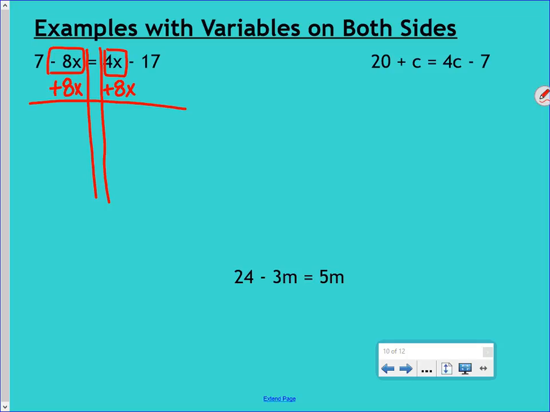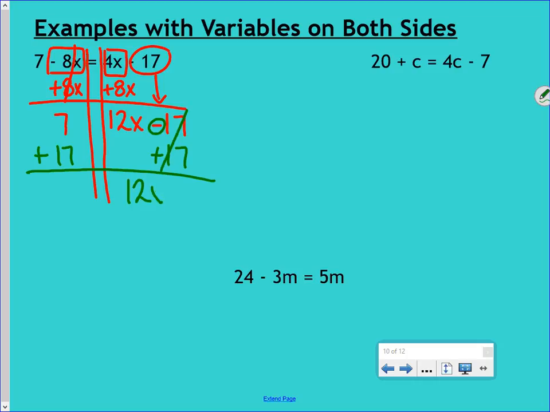Negative 8x plus 8x is 0, so we're left with 7. 4x plus 8x is 12x. And then negative 17 comes down. Combine like terms. Well, 7 is all alone. 12x minus 17, cannot combine those. Now undo addition or subtraction. We have minus 17, so we're going to add 17. Those cancel out. We're left with 12x equals 7 plus 17 is 24.